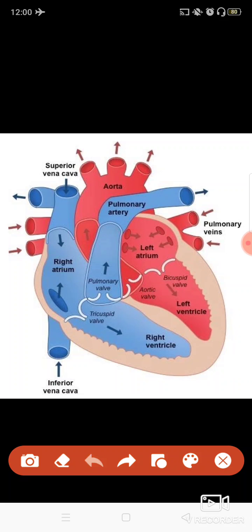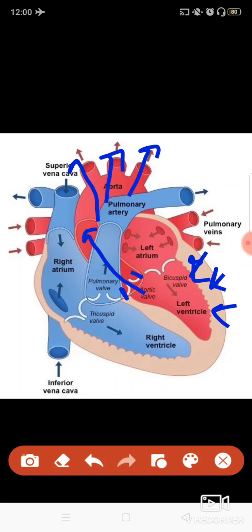Once the left ventricle is completely filled, the walls of the heart will push on the left ventricle, and the blood, that is oxygenated blood, will move to the aortic valve. The aortic valve will open and blood will move into the aorta, and the aorta will carry the blood to the body, that is the pure blood.